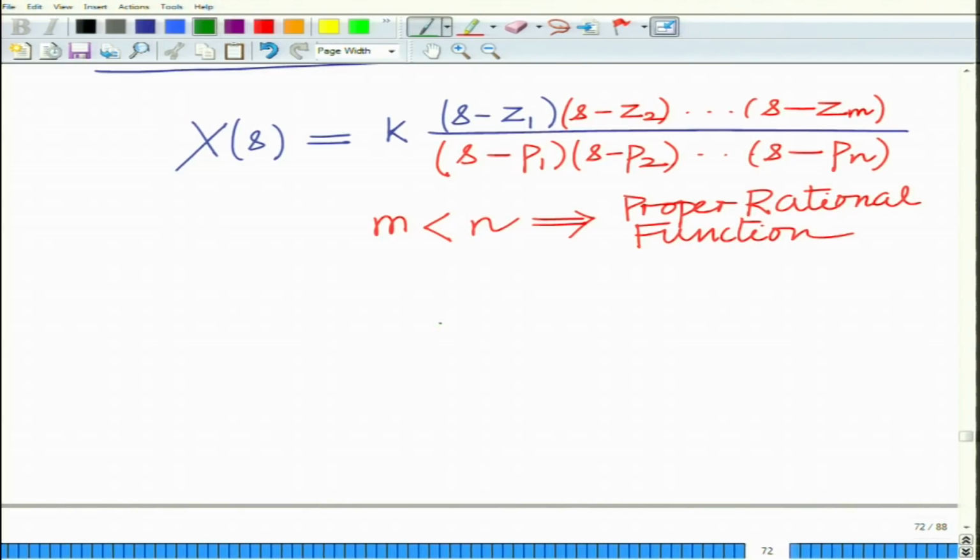If this is a proper rational function, then I can express X(s) as a sum, and in the simple pole case we are assuming all the poles are distinct, that is, we have simple poles.